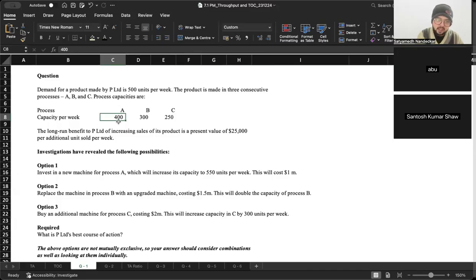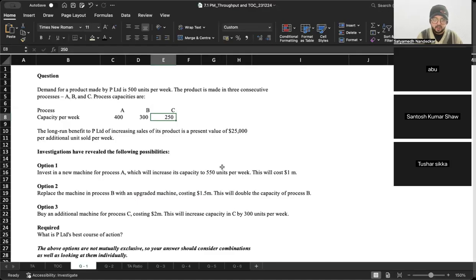Capacity of process A is 400 per week. Capacity of process B is 300 per week. Capacity of process C is 250 per week. The long run benefit to P Limited of increasing sales of its product is a present value of $25,000 per additional unit sold per week. We'll not spend too much time understanding present value right now, but just the fact that the benefit to the company is 25,000 per additional unit sold per week.